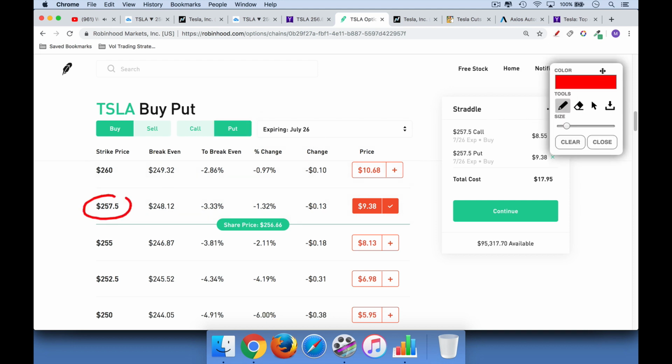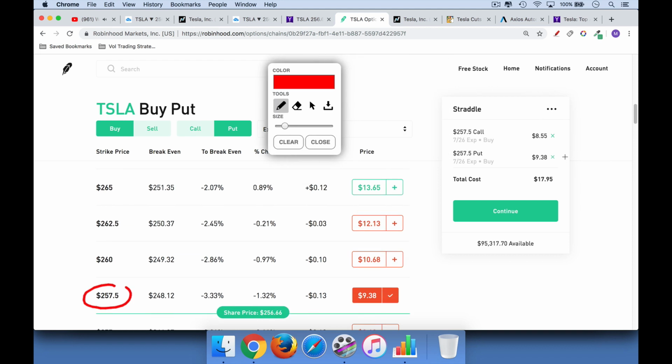And so once we add both of these over here, we can see we're buying a $257.50 call and a $257.50 put, roughly at the money, because the stock's around $256, $256.50. This gives you a good indication of what the market is pricing in for a move. So this straddle costs $17.95. Let's just call that 18.